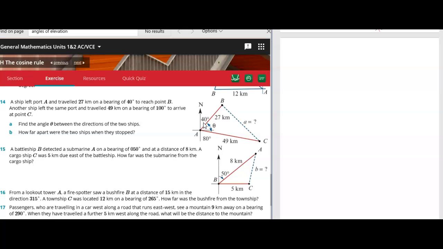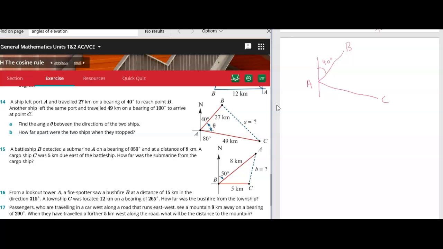Yep. So they haven't actually put in the bearing of 100 there, but that'll help us work out theta to arrive at point C. Here's our, this is B, this is C, and this is A. So see how this angle here is 40, and we know that this line is on a bearing of 100.